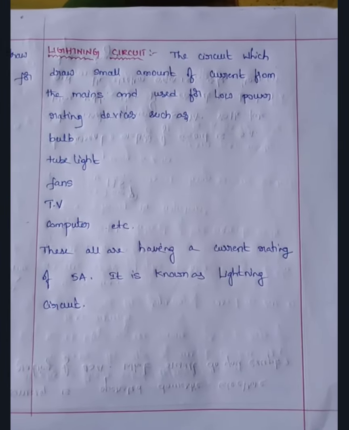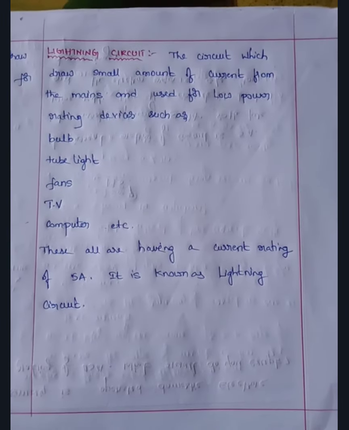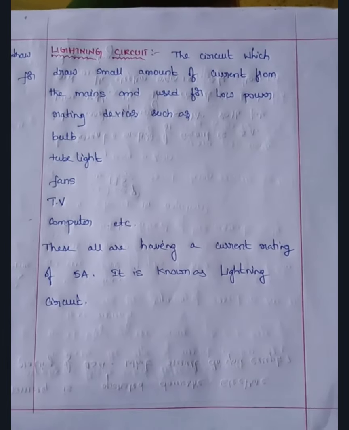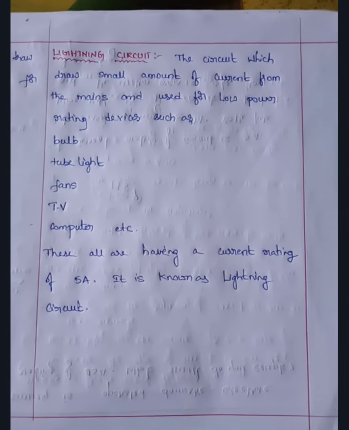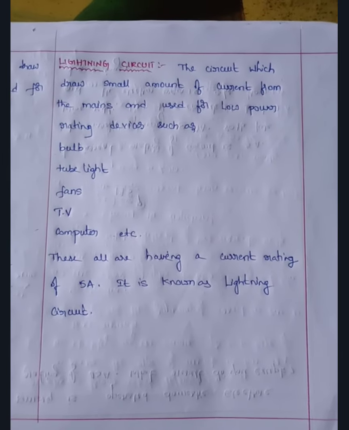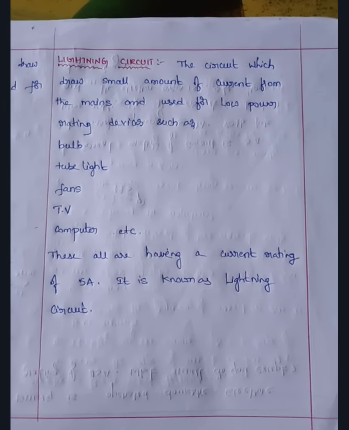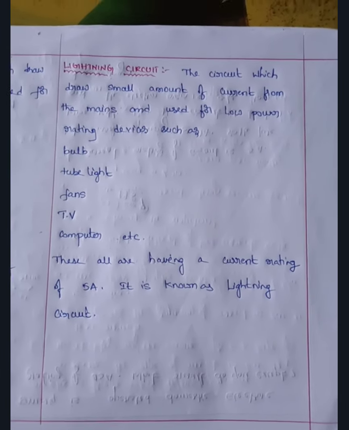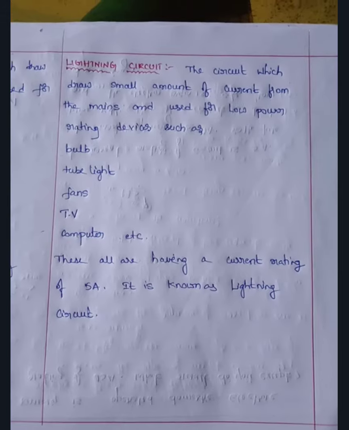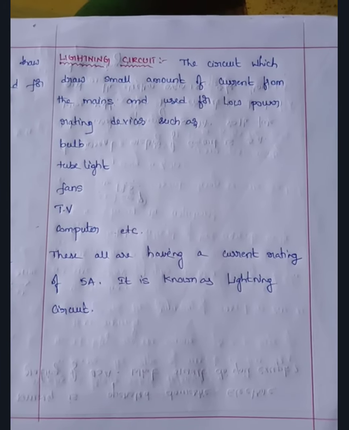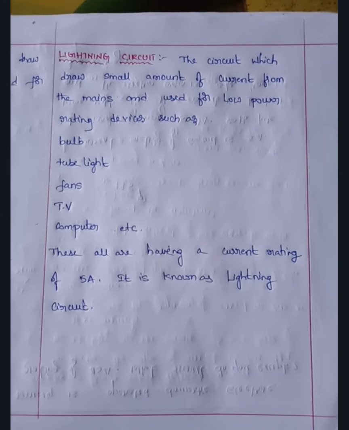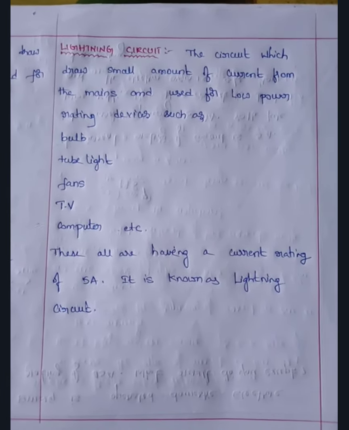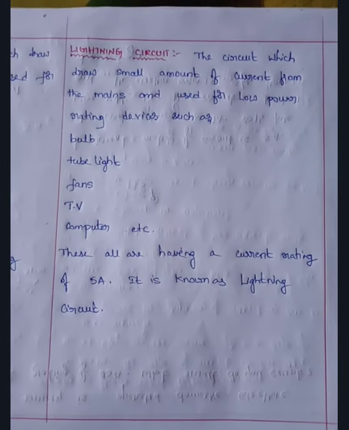So high power rating is called a power circuit, and low power rating is called a lighting circuit. These are the two differences between high power and low power circuits. The high power circuit carries 15 amperes and the low power circuit carries 5 amperes. Air conditioners and geysers are high power, while fans and tube lights are low power. Clear? Thank you.